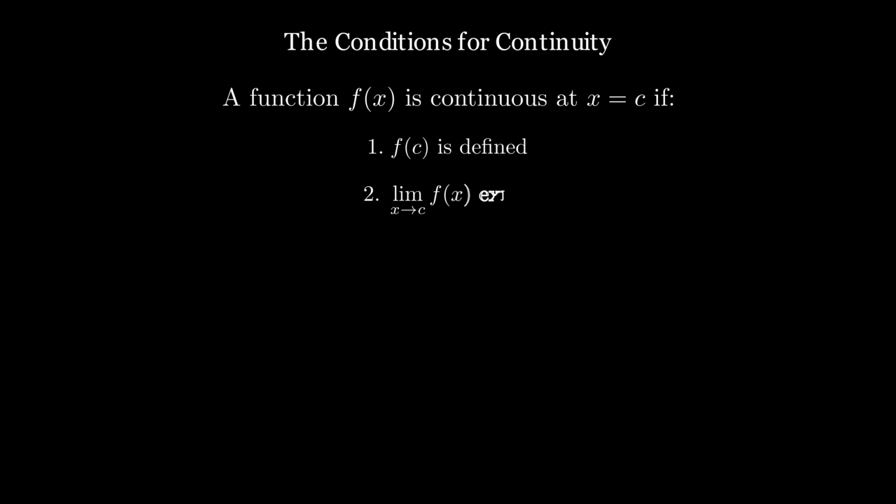Second, the limit of the function as x approaches c must exist. This means the function must approach the same value from both the left and the right side. And third, the value of the limit must be equal to the value of the function at that point. This final condition ties everything together. If any one of these conditions fails, the function is discontinuous at that point.